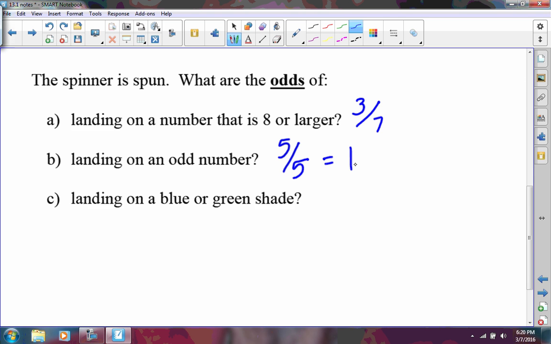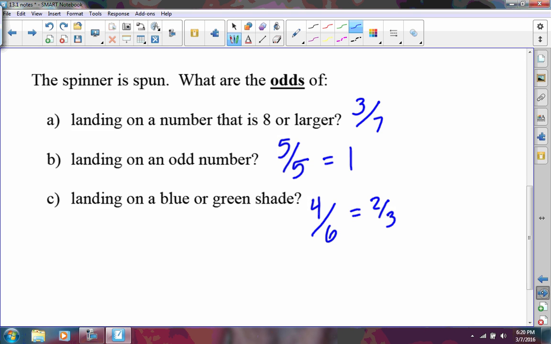Okay. And then landing on a blue or green shade, again, you'd have to look at the actual spinner in class and see how many are blue or green. But there's actually 4 that are blue or green, so that's what we want. And then everything else that we don't want, there's 6, because 4 taken away from 10 gets you 6. And then we do want to reduce that to 2/3. Okay, so then we would say the odds of landing on a blue or a green shade is 2 to 3.